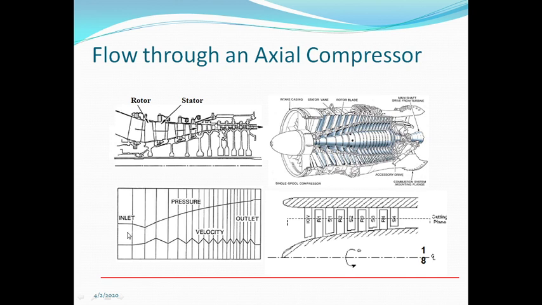So the pressure ratio from here to here will increase further like this. And it's the same thing here. IGV is called the inlet guide vane. As the name says, it's guiding the flow. Then onwards you have R1 as rotor one, S1 as stator one, R2, S2, R3, S3. R stands for the rotor, S stands for the stator. So this is how it works.